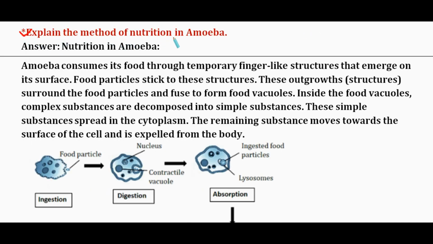Next question, explain the method of nutrition in amoeba. Amoeba consumes its food through temporary finger-like structures that emerge on its surface. Food particles stick to these structures. These outgrowth structures surround the food particles and fuse to form food vacuoles. Inside the food vacuoles, complex substances are decomposed into simple substances. These simple substances spread in the cytoplasm. The remaining substance moves towards the surface of the cell and is expelled from the body.